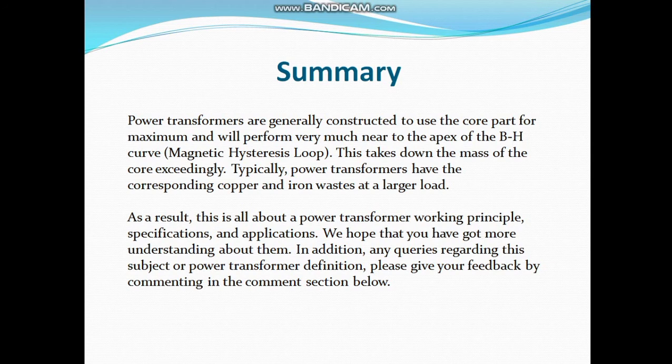As a result, this is all about a power transformer's working principle, specification and application. We hope that you have got more understanding about them.